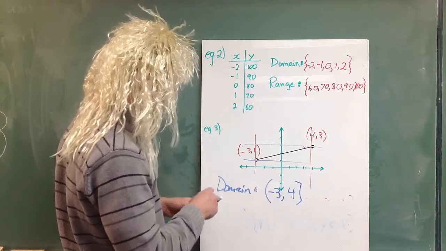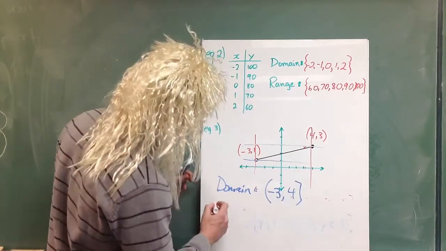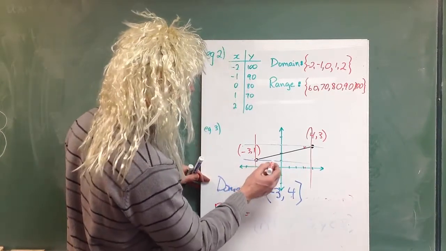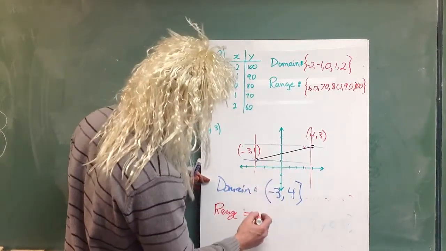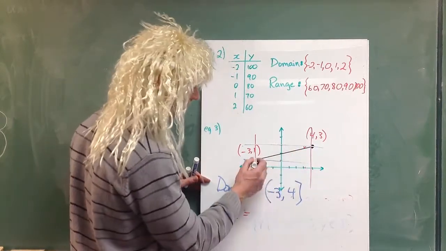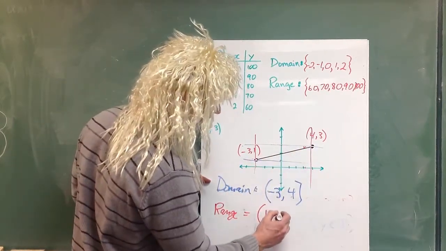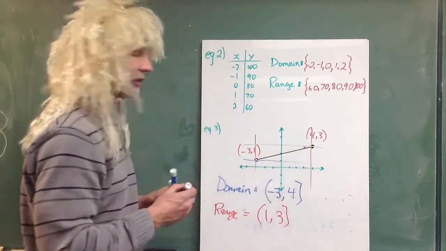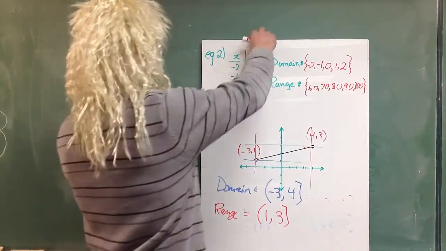And the range, on the other hand, is from 1 to 3. It doesn't include 1. So 1, 2, 3. It does include 3 because of the solid dot.